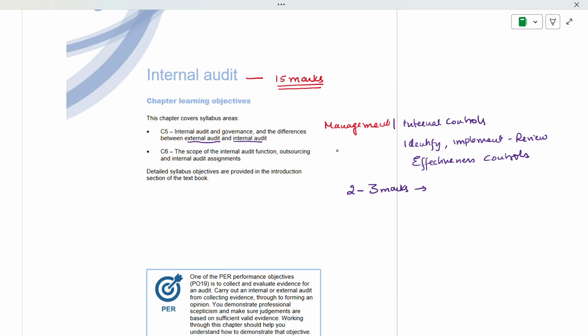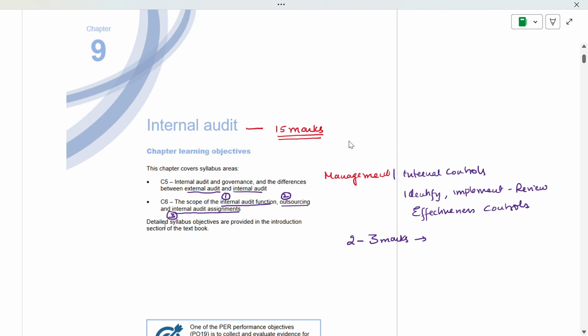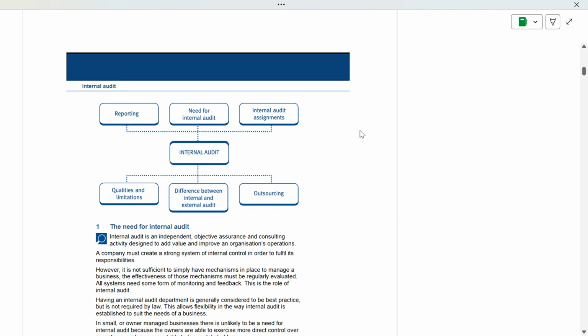What is the scope of internal audit function? Why nowadays people outsource internal audit, and what are the internal audit assignments? Simple and specific. We are talking in terms of scope of internal audit. Why, and what is the process of outsourcing? And third, what are the internal audit assignments? What will the internal audit do? That is the simplest one. Focus on this.